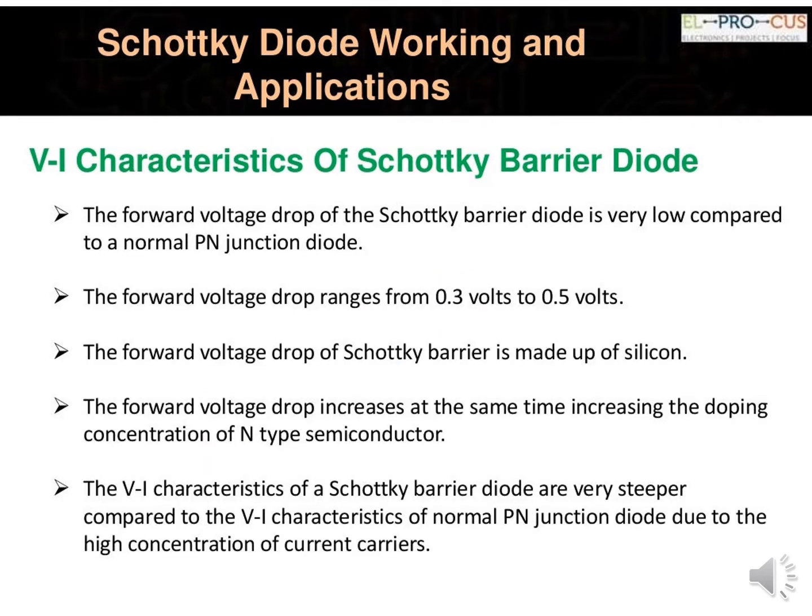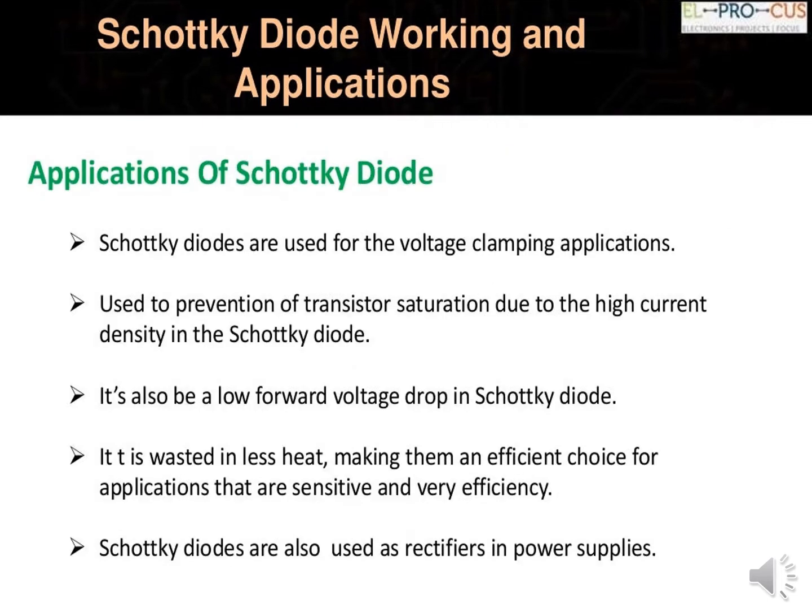Now in detail about the VI characteristics of Schottky barrier diode. The forward voltage drop of a Schottky barrier diode is very low when compared to a normal PN junction diode. This voltage drop ranges from 0.3 to 0.5 volt, whereas for silicon it is higher. The voltage drop increases as the doping concentration of the N-type semiconductor increases. The VI characteristic of a Schottky barrier diode is steeper when compared with that of a PN junction diode, since it has a higher concentration of carriers.